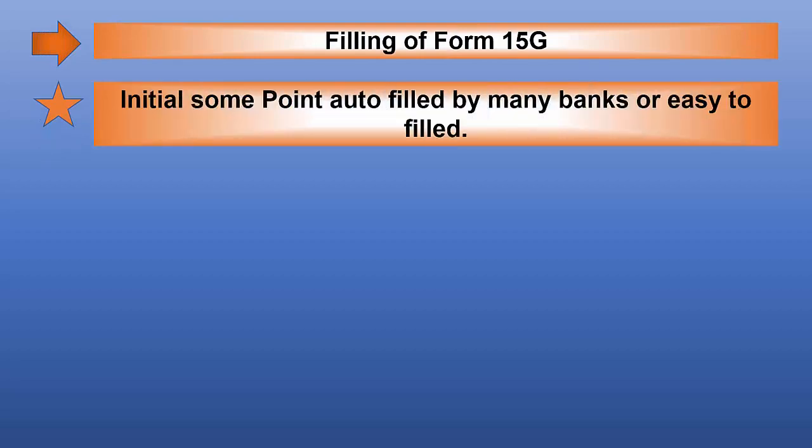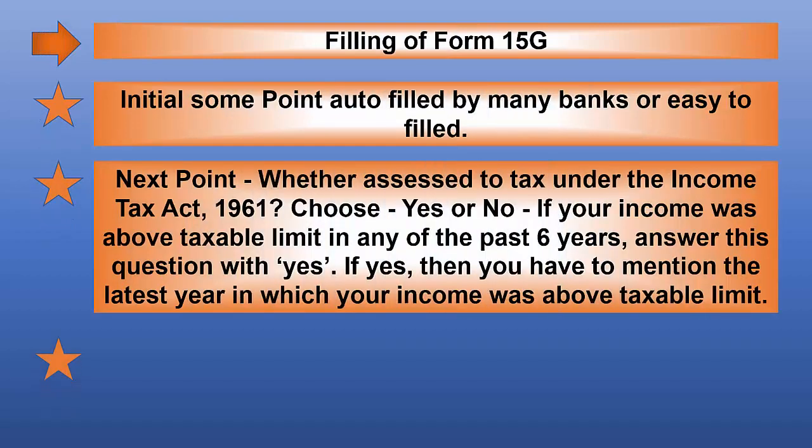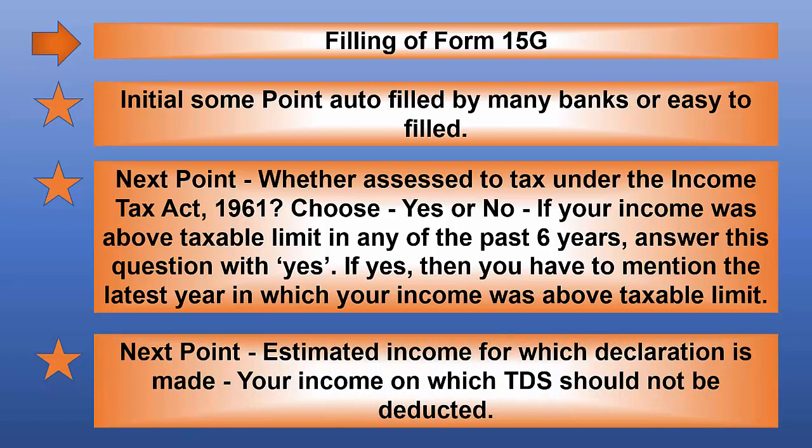Filling Form 15G. Initial points are auto-filled by many banks or are easy to fill. Next point, whether assessed to tax under the Income Tax Act 1961, choose yes or no. If your income was above the taxable limit in any of the past 6 years, answer this question with yes. If yes, then you have to mention the latest year in which your income was above the taxable limit. Next point, estimated income for which the declaration is made. Your income on which the TDS should not be deducted.